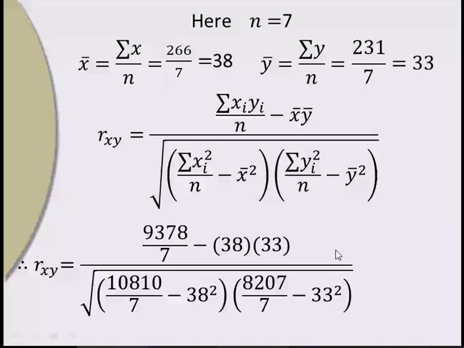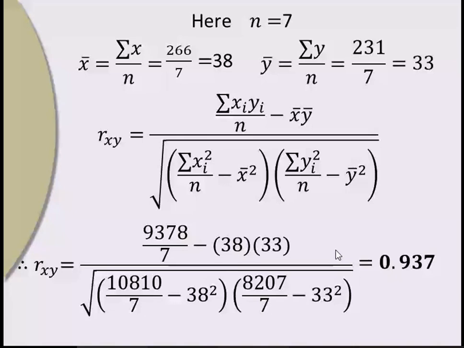And then it will give us the answer 0.937. And you can see that it is less than 1. So our answer is correct. We must get the answer between 1 and minus 1.